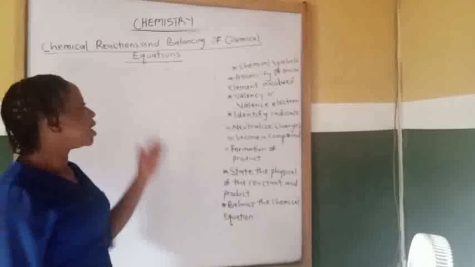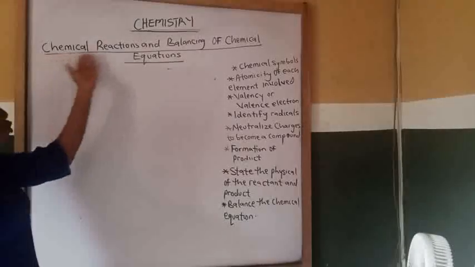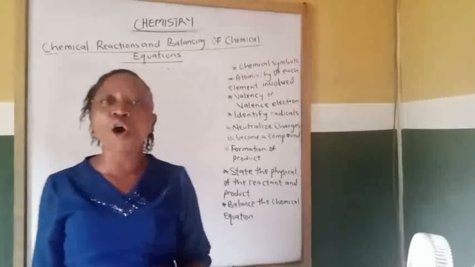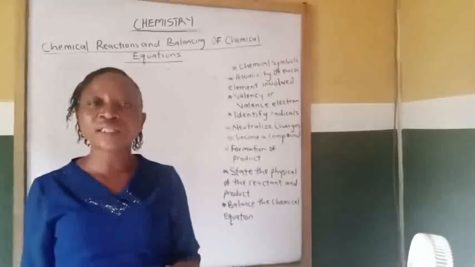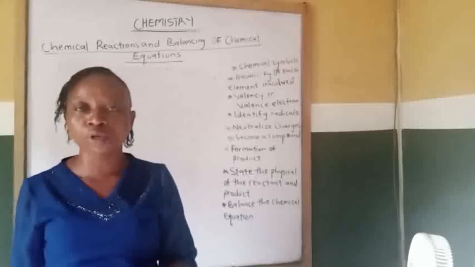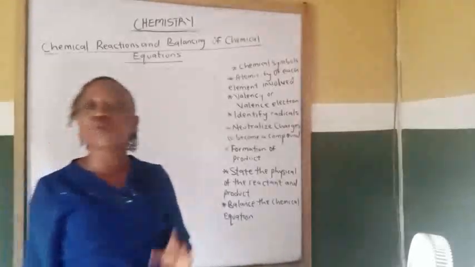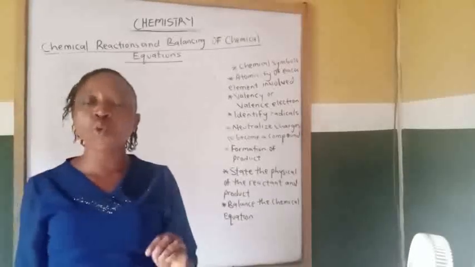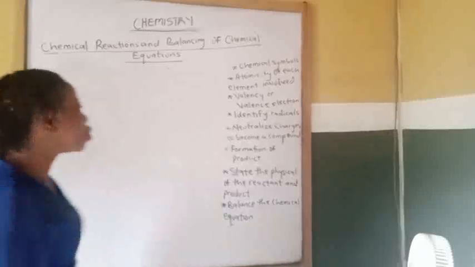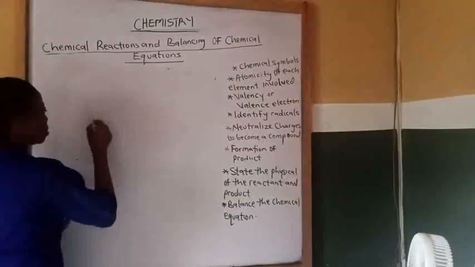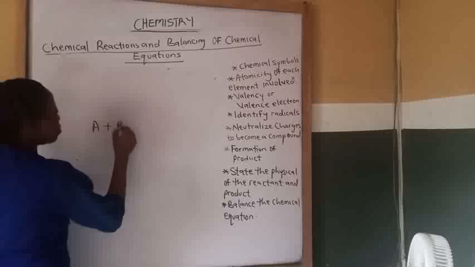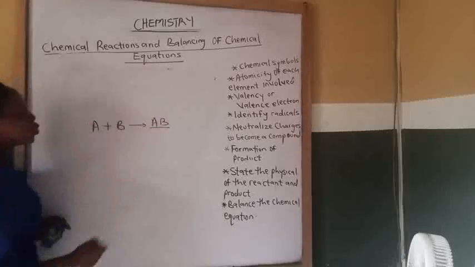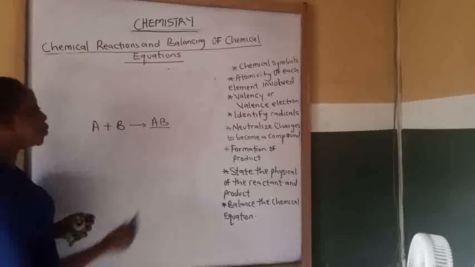So let's begin. Let's first define chemical reaction. What is a chemical reaction? This is the process whereby one or more substances are converted to one or more new products or new properties. So a reaction between A and B will give us AB. AB is the product formed.